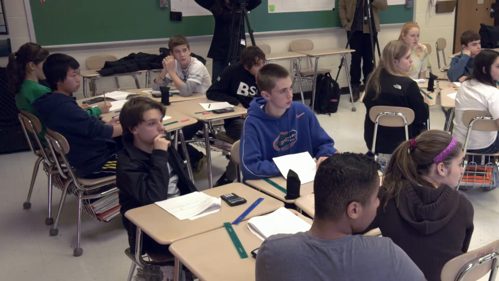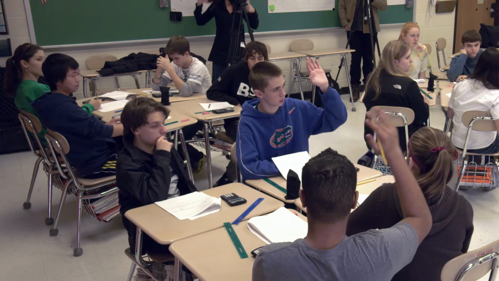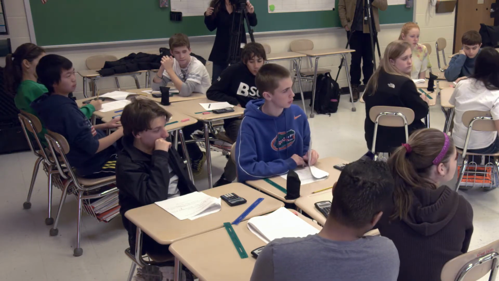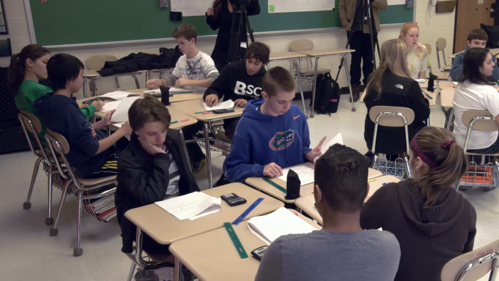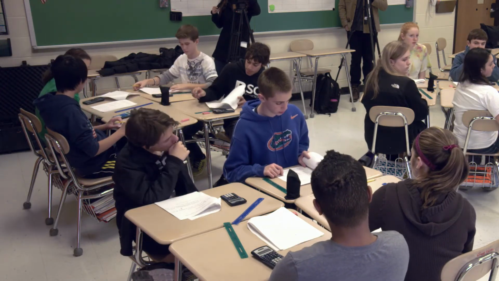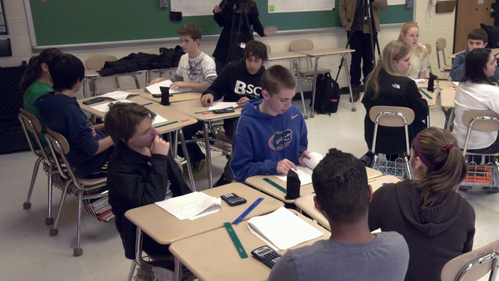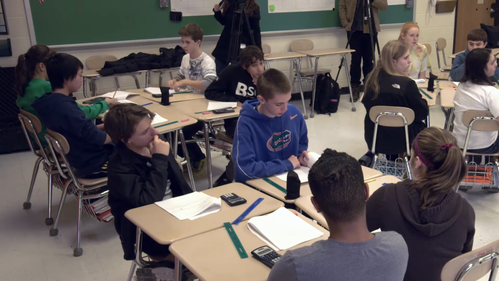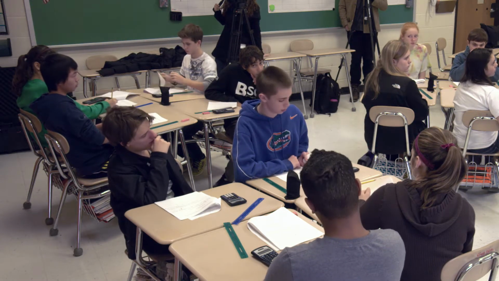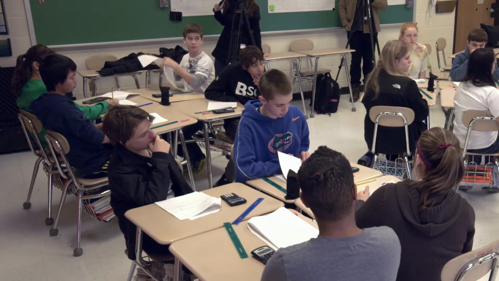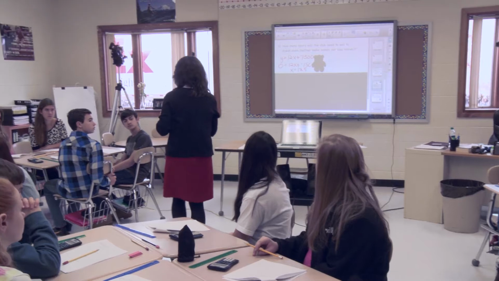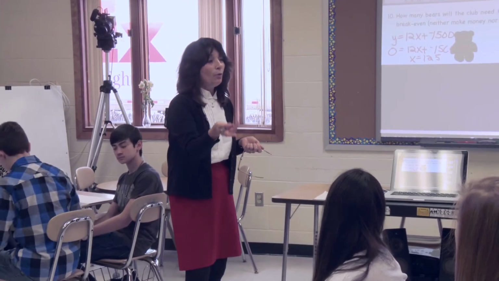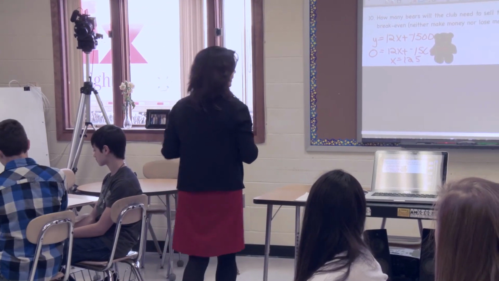Did anybody do it any other way? Dan? Or you could use the table. What did you do with the table? Well, in between negative 300 and positive 300 is 0. And then 100 and 150, in between those is 125. Very good. So for this problem, you could have used an equation, a graph, or a table. What about the previous question?